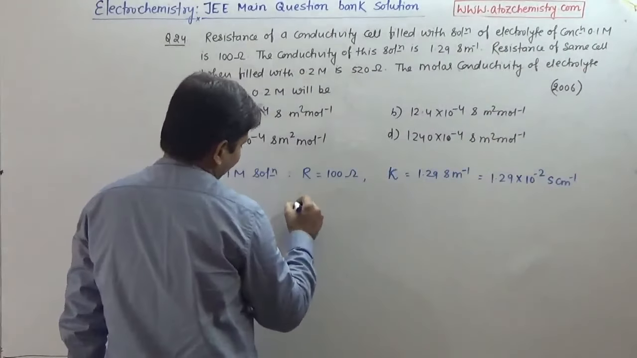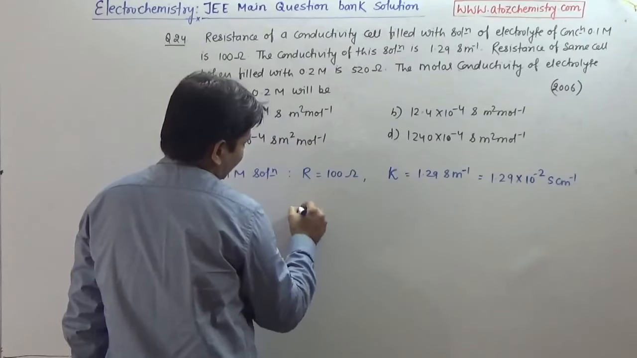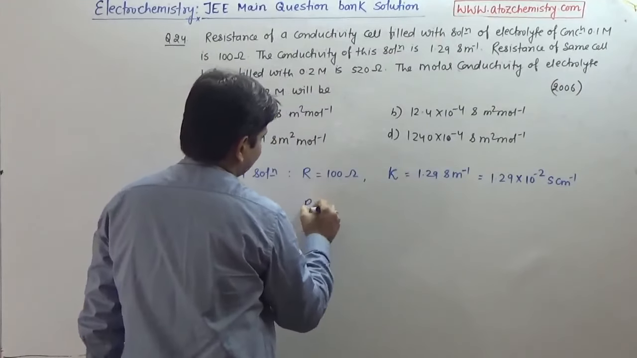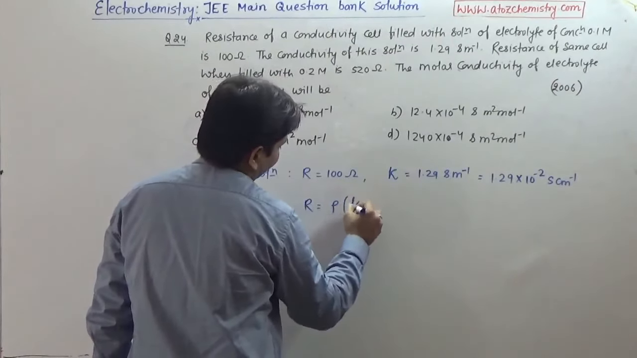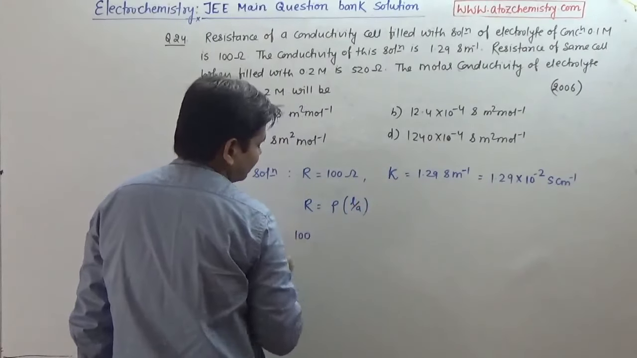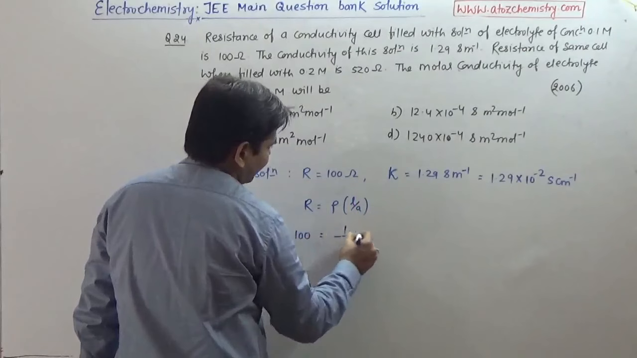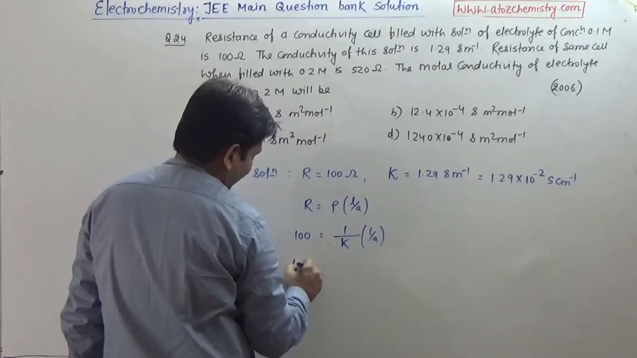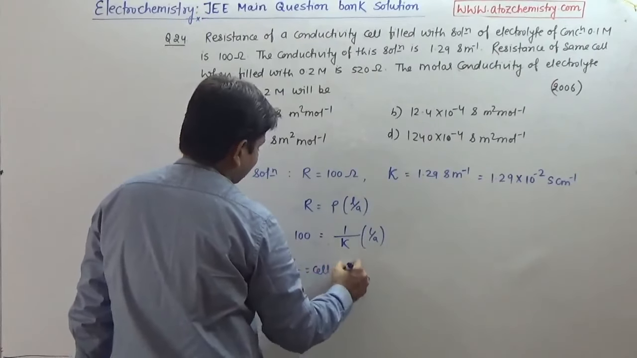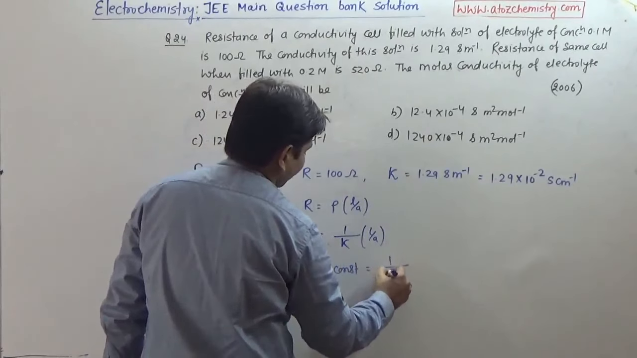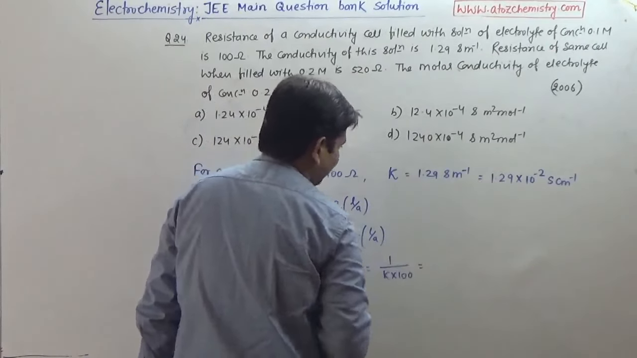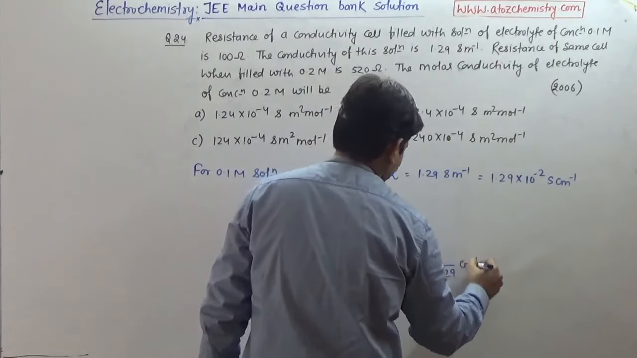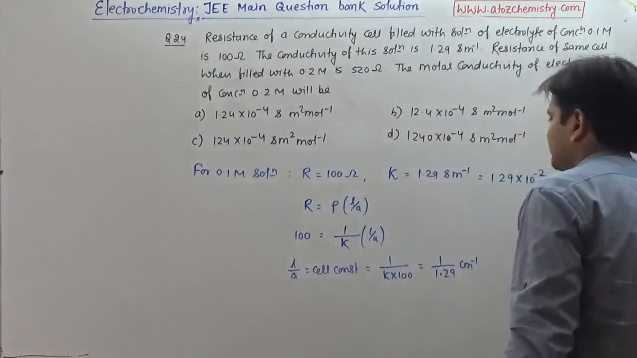So if you look at the relationship, you know that resistance is equal to resistivity into L by A. Resistance is 100 ohm. This is 1 by kappa, conductivity, times L by A. So L by A is the cell constant. Cell constant is going to be equal to 1 by kappa into 100, and that is equal to 1.29 centimeter inverse.